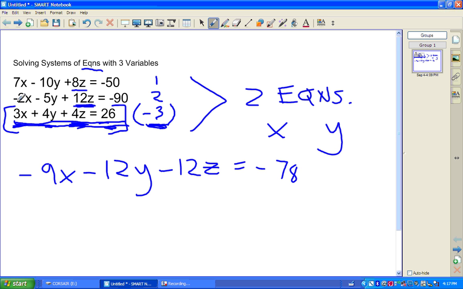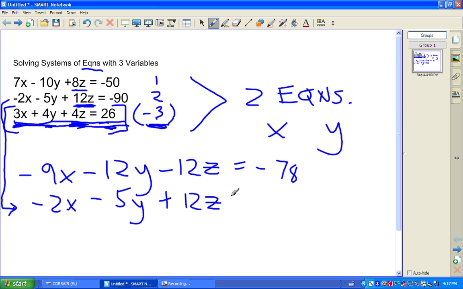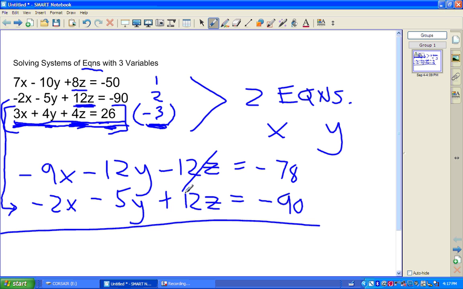And now I'm just going to rewrite equation 2 right down here, just to make sure I make no mistakes. -2x -5y plus 12z, and this is what I wanted here, I want to cancel those z's, equals -90. So we've got some math to do here, but clearly this is what I'm after. I'm going to get 0 z's here, so these just go away. Okay, that's what I want. -9 minus 2 gives me a -11x, -12 and -5 gives me a -17y, and -78 and -90, I believe, give me a -168.